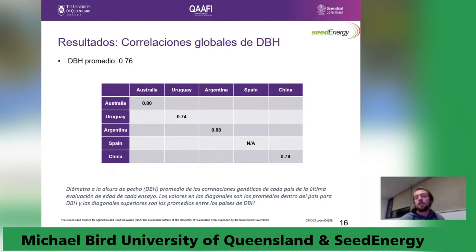So here we have the average genetic correlations for DBH for each trial's latest age of assessment. On the diagonals in bold are the average correlations between the trials within each country, which, as you can see, were all strong. As there was only one trial in Spain, there are no estimates of G by E within that country.